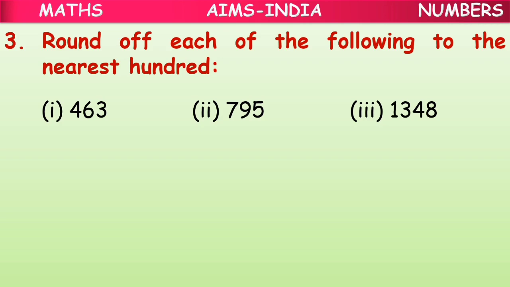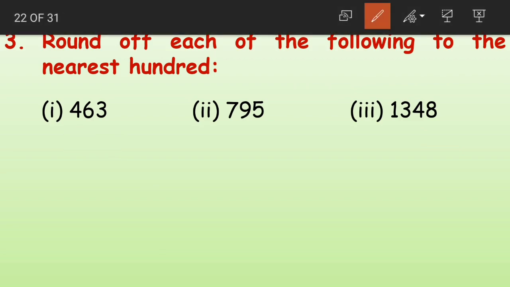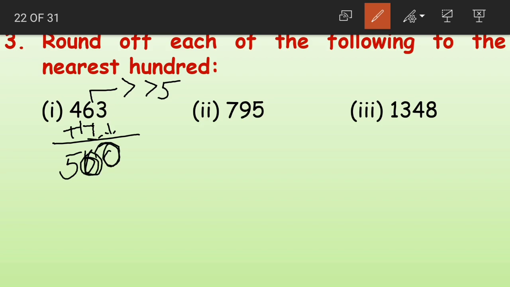Let us solve some examples. Round off each of the following to the nearest 100. The question number 1 is 463. What should we look at? We should look at the number in tens place, which is 6. 6 is greater than 5. So we add 1 to the left number. 4 plus 1 becomes 5 and replace the tens and ones with zeros. So 463 when rounded off to the nearest 100 becomes 500.